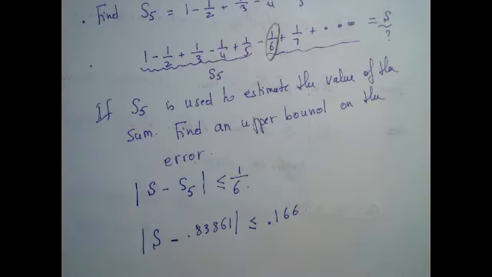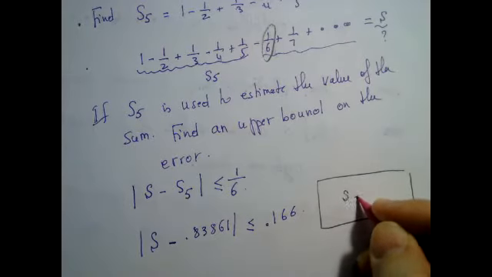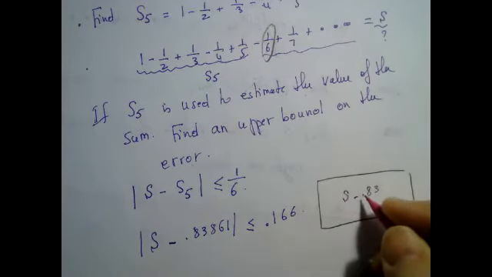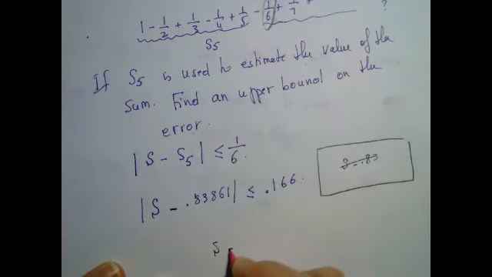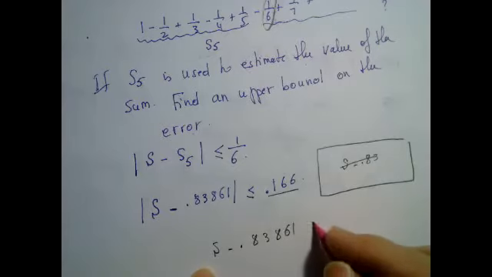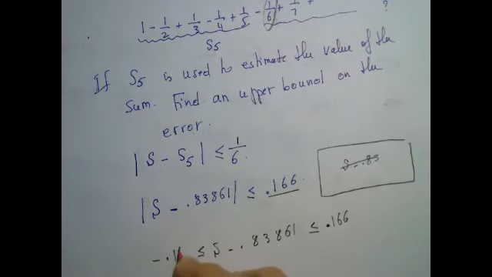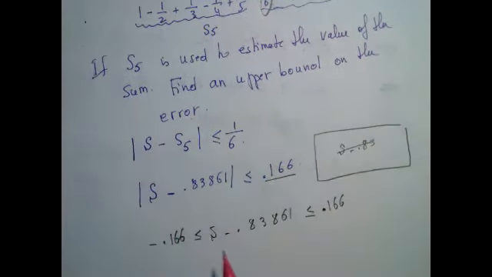So intuitively, it means that S minus this, that's the error. That's the maximum value on the error. That's really what the problem is asking us. But for us, it means that S minus S5 is somewhere between 0.166 and minus 0.166. That's really what it tells me. So how far S is from the sum of the first 5 terms is somewhere in between. So we have an idea about the sum up to an error of 0.166.